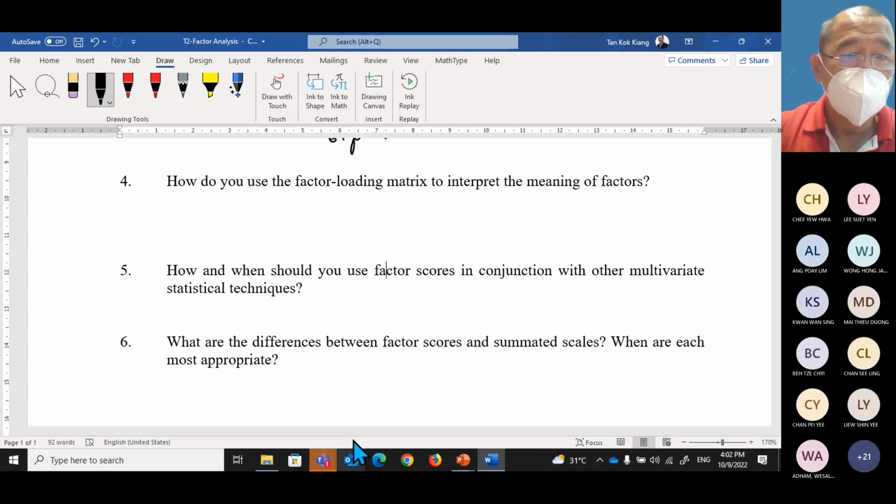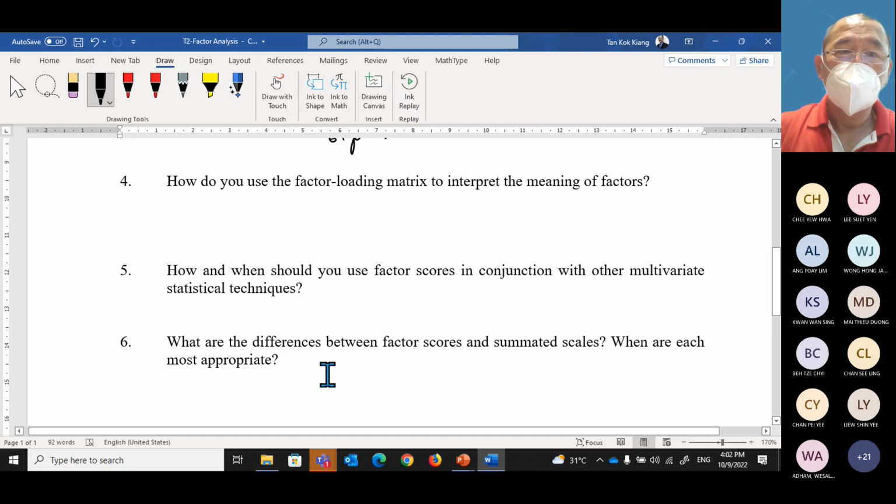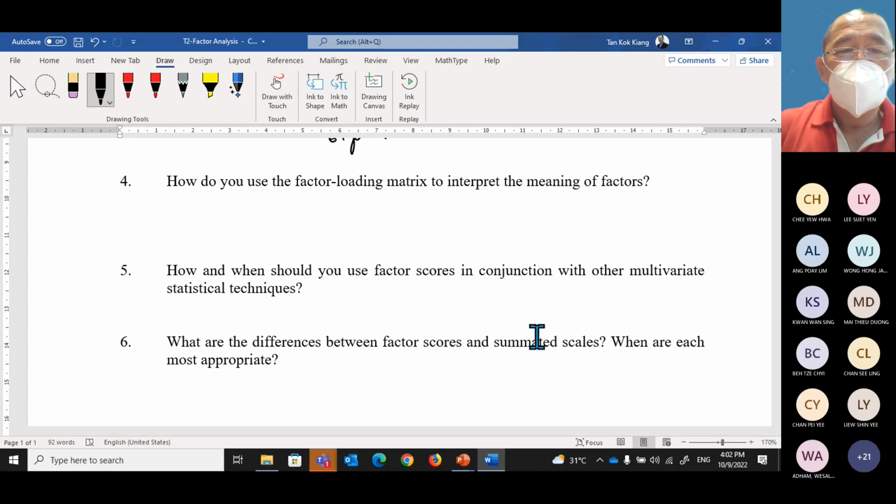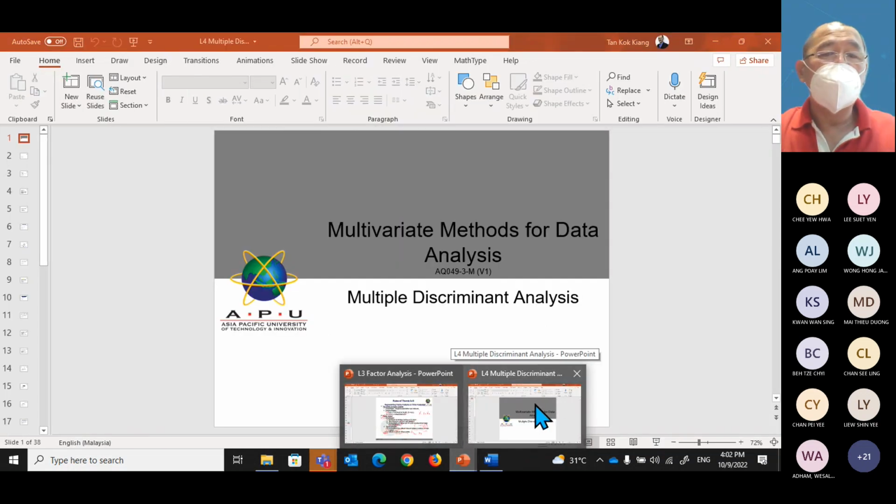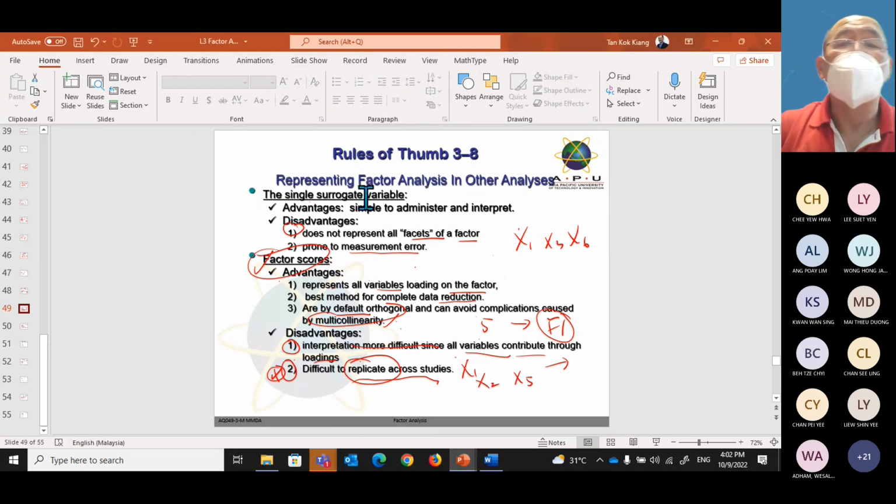Okay, number 6, the difference. We also discussed this already. The factor score considers all the variables and comes up with one score. The summated scale also gives one score, but it uses the original data to do the calculation. Which one is better? Of course, it depends on the case. You still come back to the advantages and disadvantages of these two methods, factor score and summated scale.